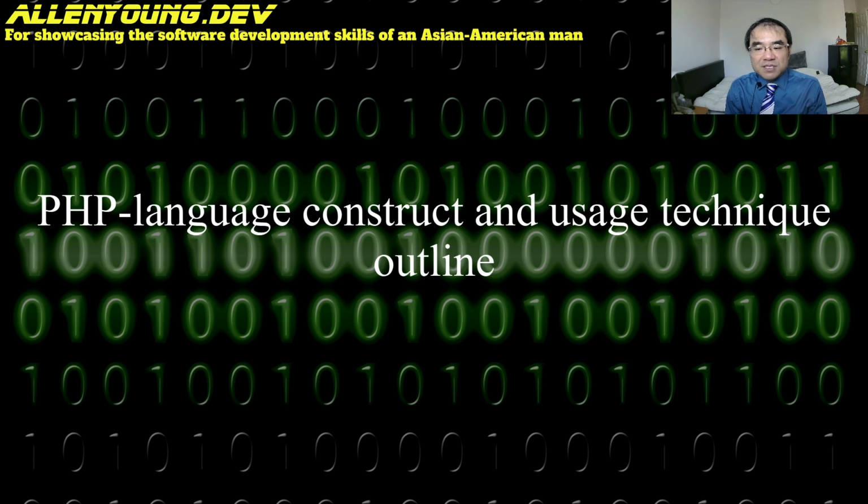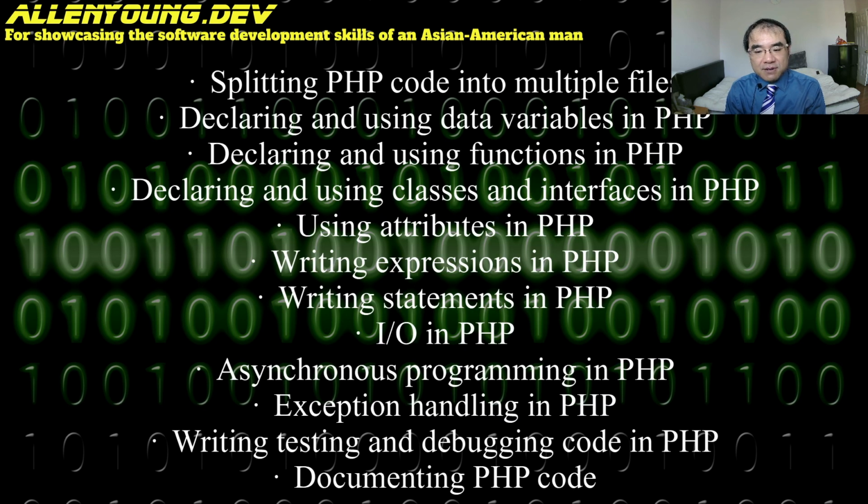Instead of going over the details that are already in the official language specification, I'll present only the PHP language construct and usage technique outline that I keep in mind when I write code in the PHP software programming language. As a software code writer, in any and every software programming language, you always use a very limited number of different types of software code constructs, and you use a very limited number of software programming language usage techniques.